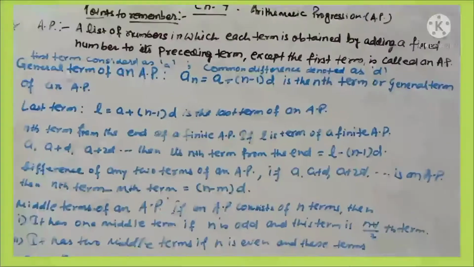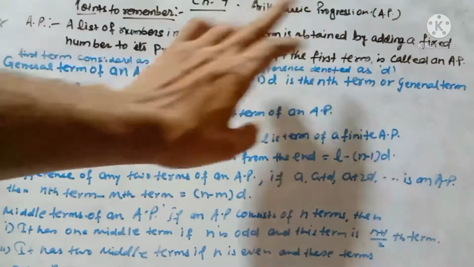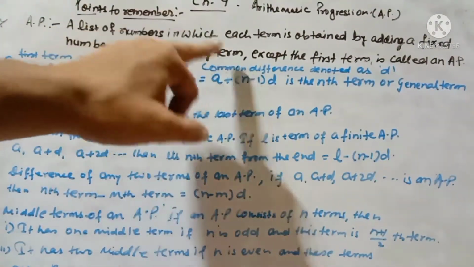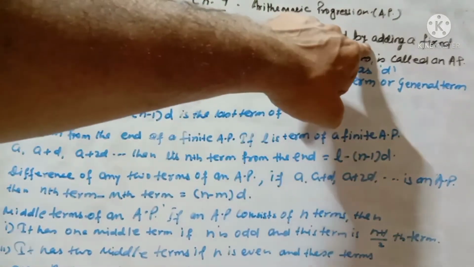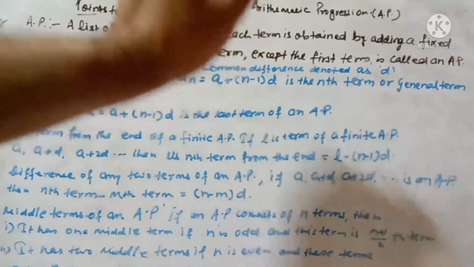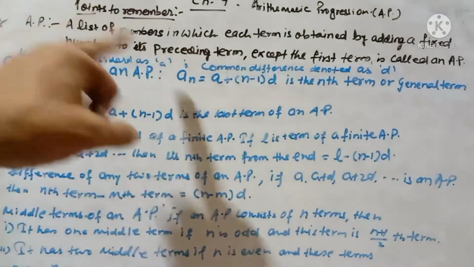Today I'm going to discuss AP. AP means arithmetic progression. So, in short, we are writing AP. AP is a list of numbers in which each term is obtained by adding a fixed number to its preceding term, except the first term. First term we consider as a.